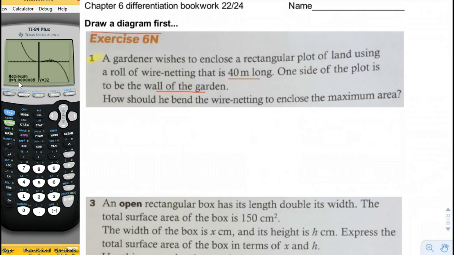Okay, so let's say you got a wall, and the gardener is going to make a garden or a plot, a section of land using fence. And the total amount of fence is 40 meters. Okay? One side of the fence is the wall, so you only use 40 meters for 3 sides. How should he bend the wire netting to enclose the maximum area?